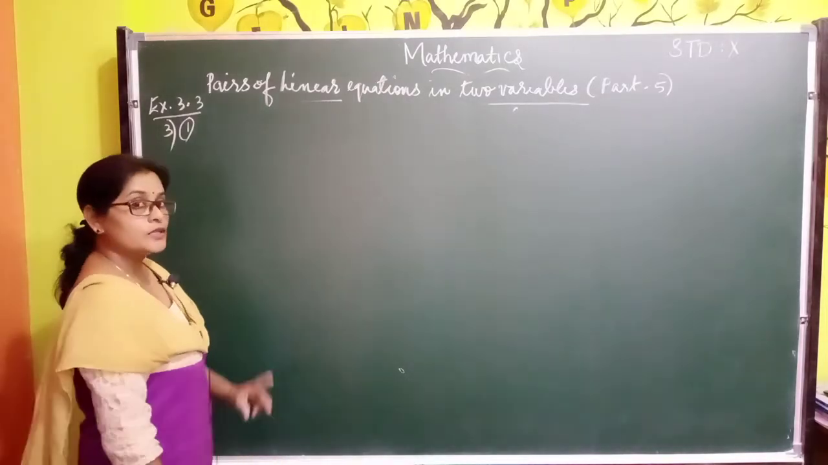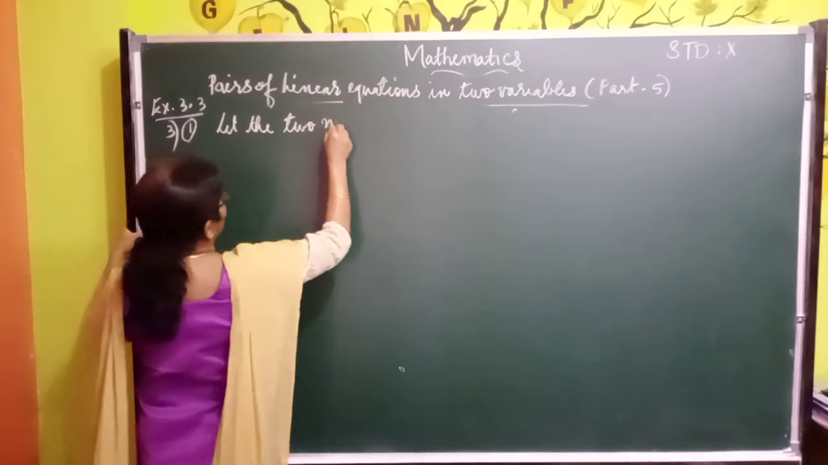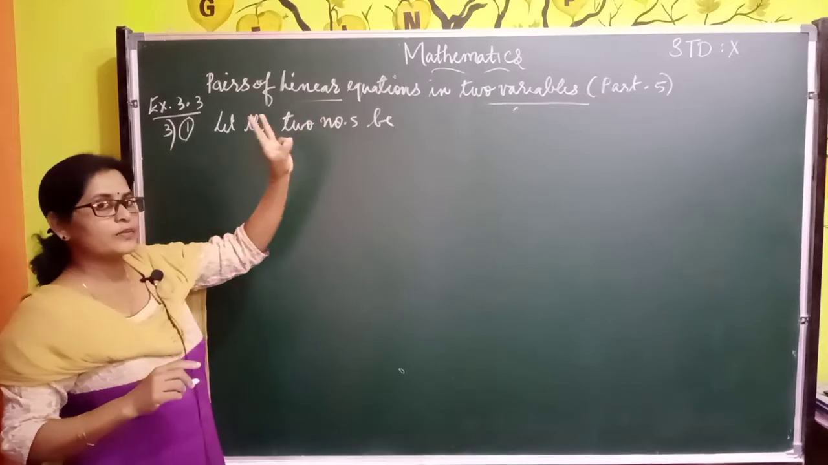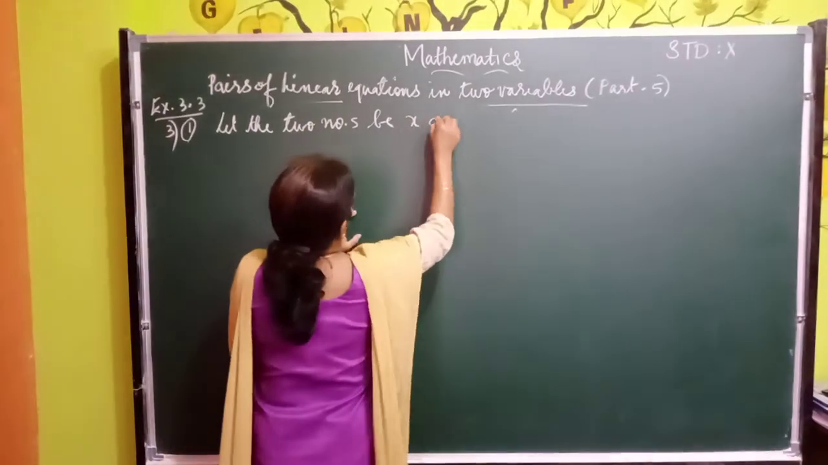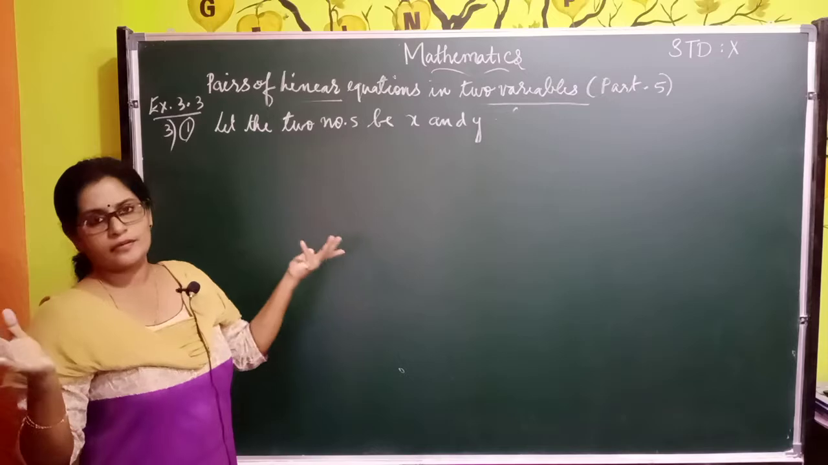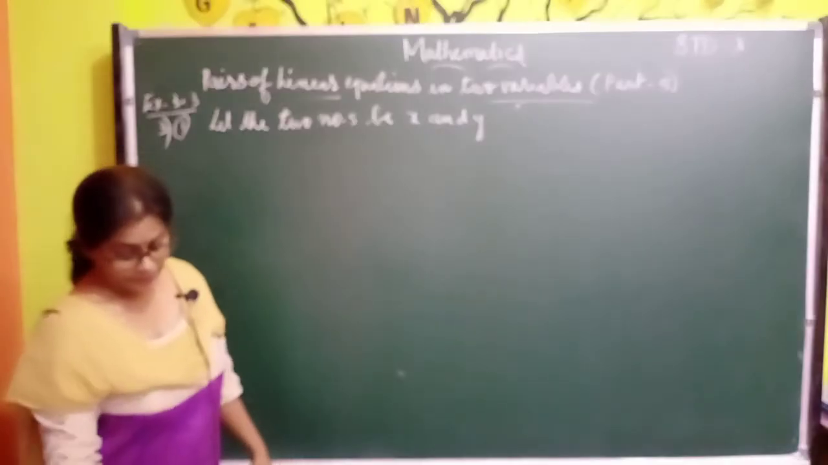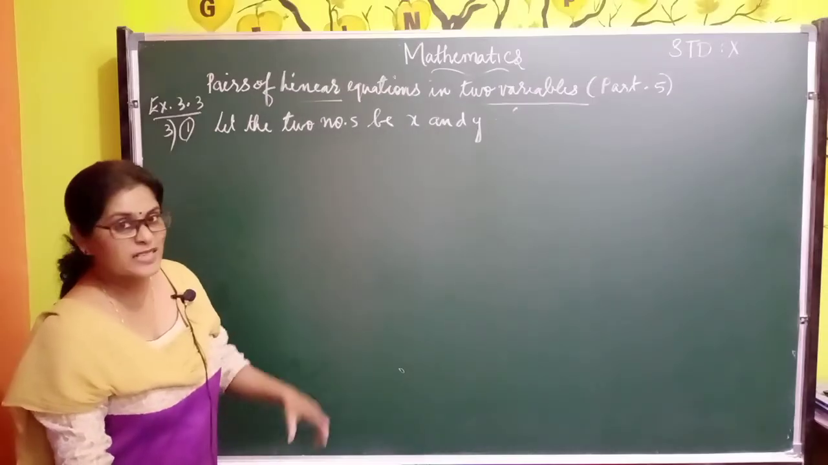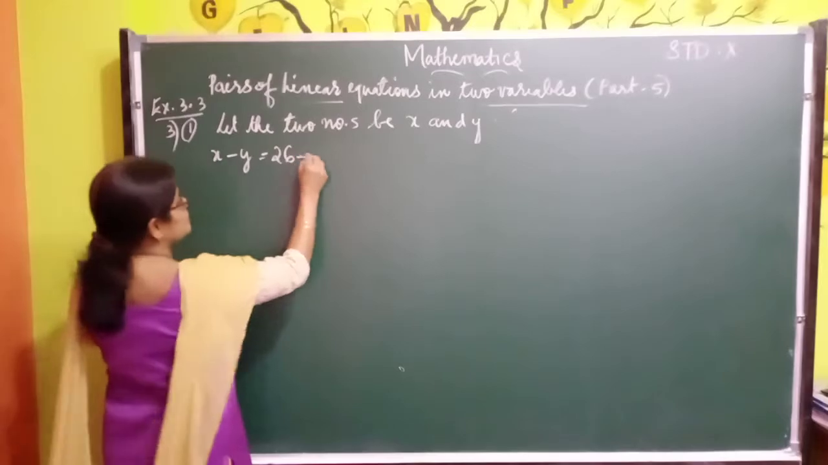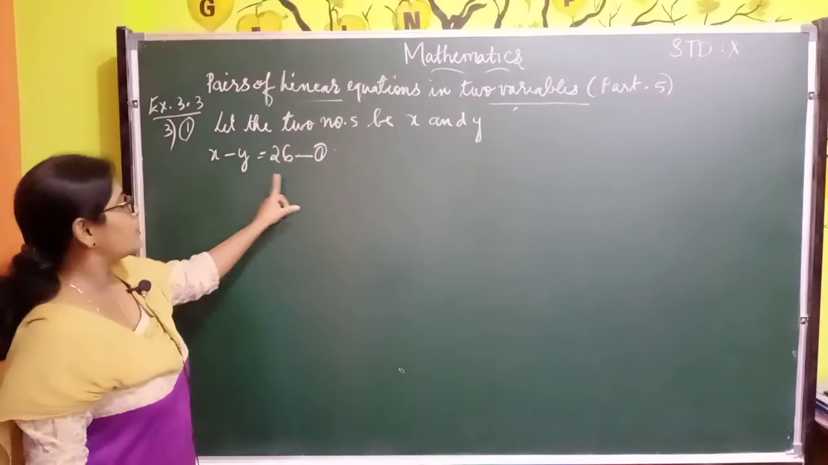So, we are doing pairs of linear equations. Let the two numbers be x and y. I am going with x and y. If you want to take a, b, p, q, whatever it is, it is your choice. The difference between the two numbers: x minus y is equal to 26. This is equation 1, the first step.